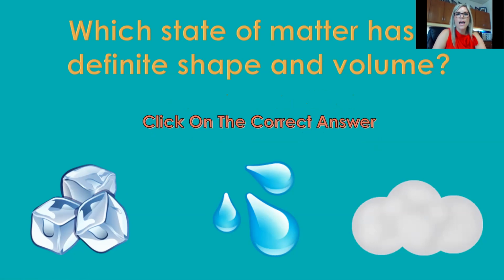Which state of matter has definite shape and volume? Its shape doesn't change, its volume doesn't change, it stays the way it is. Is it going to be a solid, a liquid, or a gas? What do y'all think? It's a solid. Remember we talked about it, the shape of a solid doesn't change. If I took my table and placed it into a pool, does my table change to match the shape of the pool? Nope, it's a solid and it is going to have its definite shape.